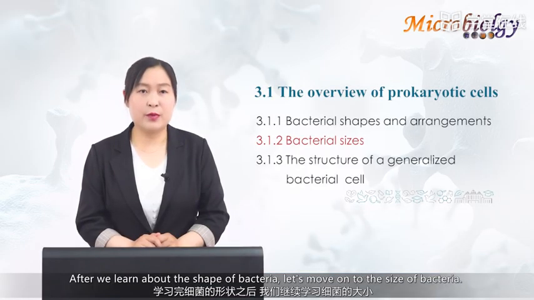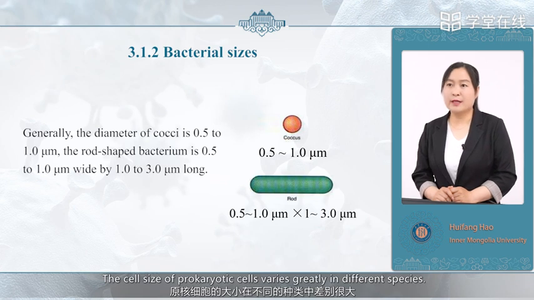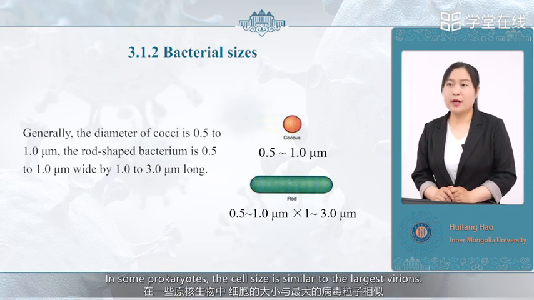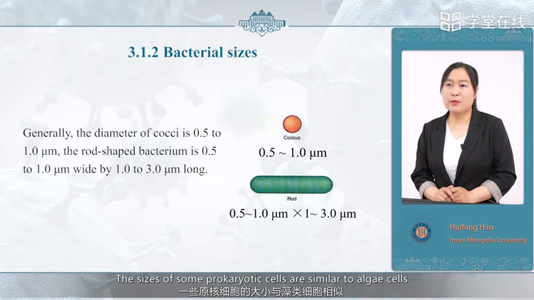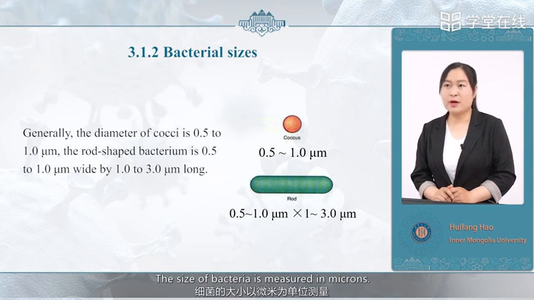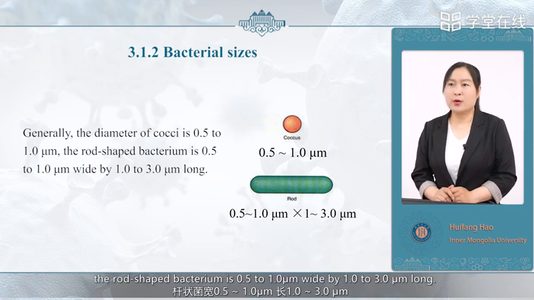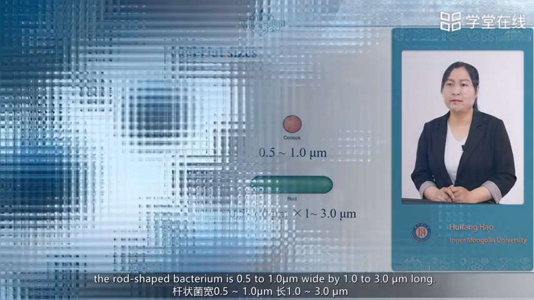After we learn about the shape of bacteria, let's move on to the size of bacteria. The cell size of prokaryotic cells varies greatly in different species. In some prokaryotes, the cell size is similar to the largest virions. The sizes of some prokaryotic cells are similar to algae cells and can be recognized almost by the naked eye. The size of bacteria is measured in microns. Generally, the diameter of cocci is 0.5 to 1 micron. The rod-shaped bacteria are 0.5 to 1 micron wide by 1 to 3 microns long.